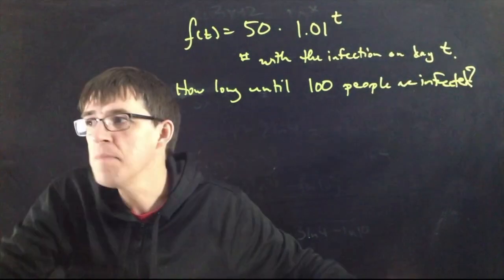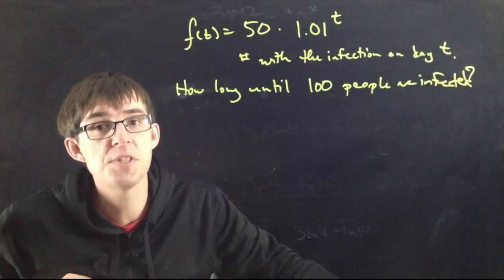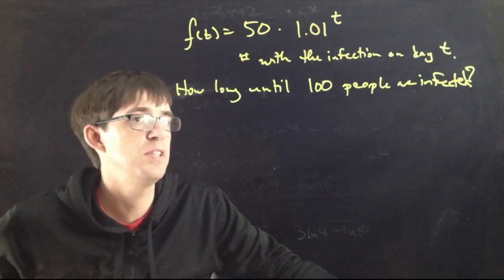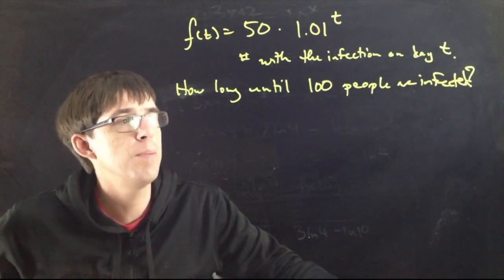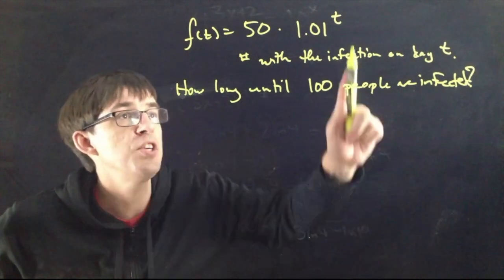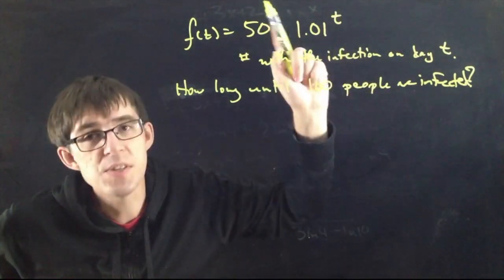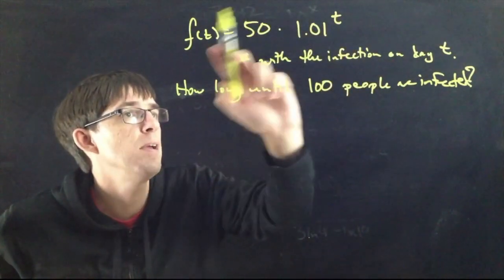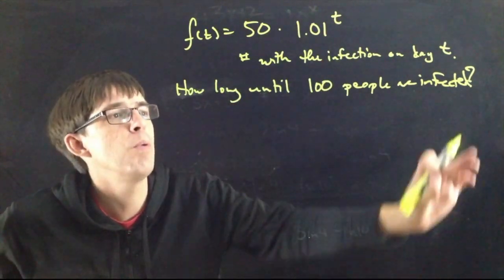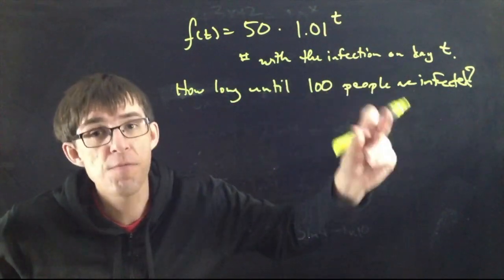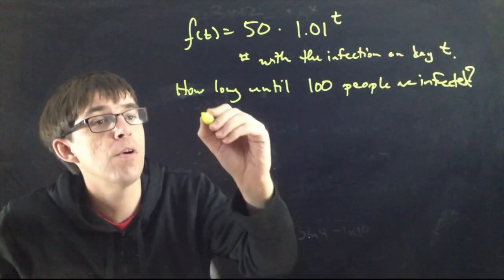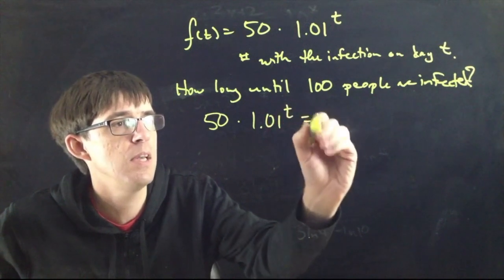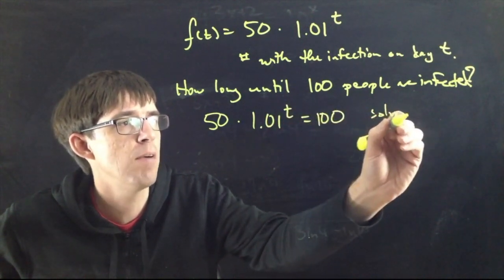All right. Obviously, you would want to be able to answer questions like this if you were trying to model the spread of a disease. How long until 100 people are infected? Well, the question here is, really, what is the t which makes this thing equal to 100, right? This thing represents the number of infected people. We want to set that equal to 100 and solve for t because t is the time. So we are going to do something like 50 times 1.01 to the power t equals 100. Solve for t, right?